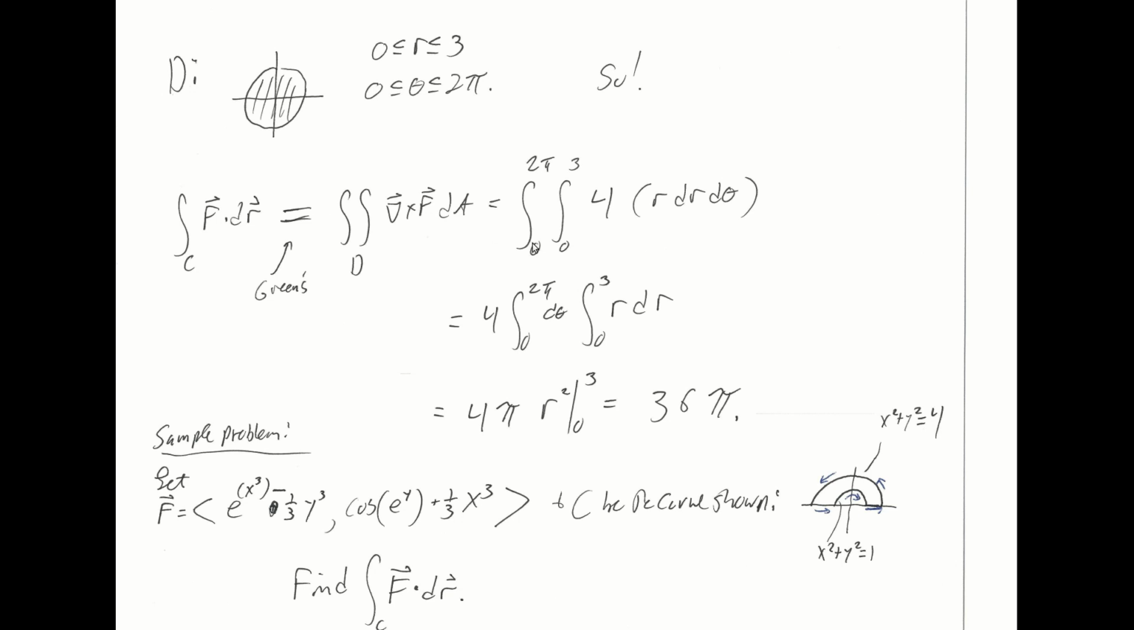So d is given in polar, theta going from 0 to 2 pi, and r going from 0 to 3. My dA expression becomes r dr d theta, because I'm translating to polar here. And my curl was just the number 4, as we found. So I can simplify things, I can take the integral, and I end up with 36 pi. And that's a final answer.